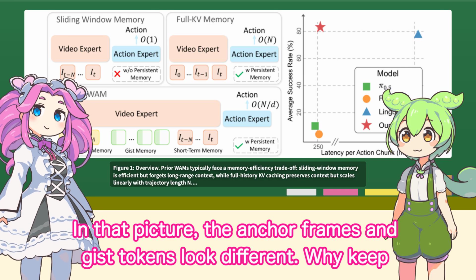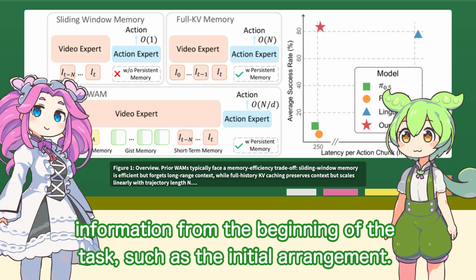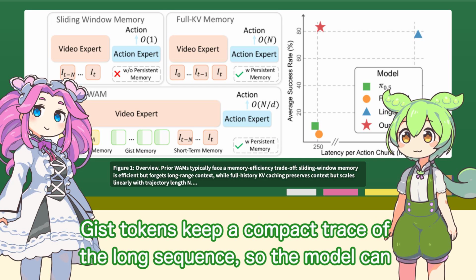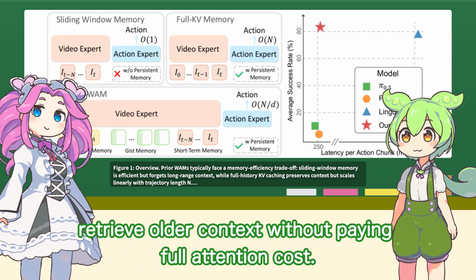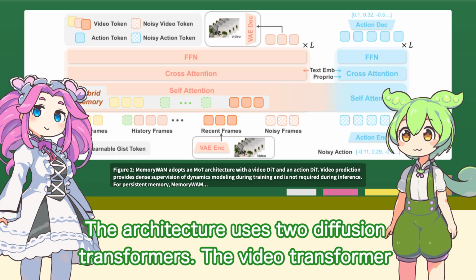In that picture, the anchor frames and gist tokens look different. Why keep both? They solve different memory needs. Anchor frames keep high-fidelity information from the beginning of the task, such as the initial arrangement. Gist tokens keep a compact trace of the long sequence, so the model can retrieve older context without paying full attention cost.